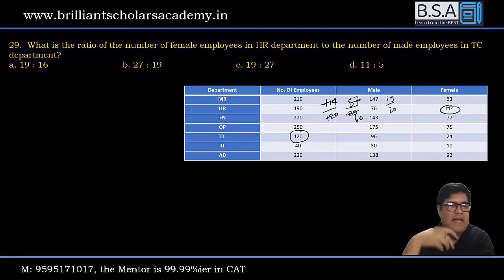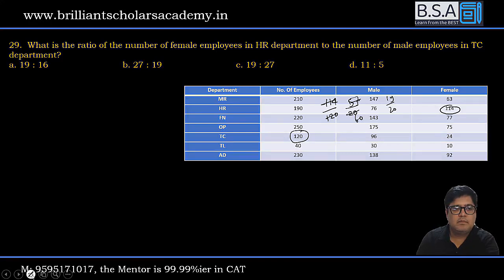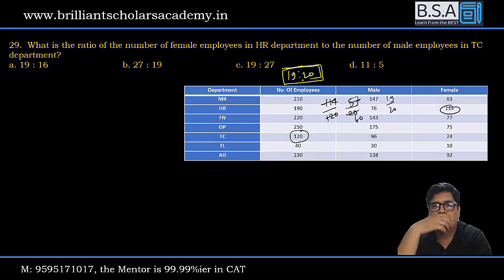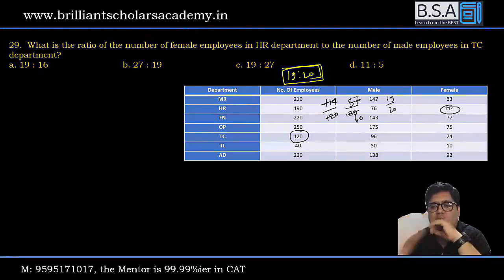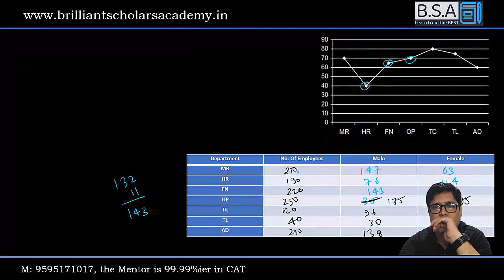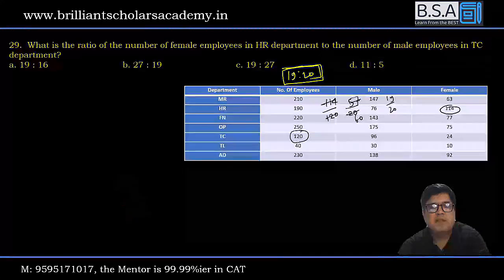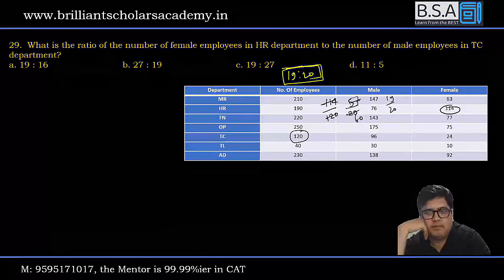So maybe there's a typing mistake. Yeah, there's a typing mistake probably. 19 by 20. Make that correction. Number of male employees in TC and number of female employees in HR. Yes, 19 by 20, guys. Typing error somewhere.